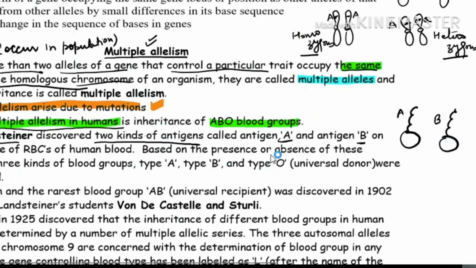Now based on the presence or absence, there are three kinds of blood groups: blood group A, blood group B and O blood group. All these blood groups depend upon the presence of antigens. Type A blood group means it will have antigen A. Type B blood group means it will have antigen B. Type O blood group means it will not have any antigen.